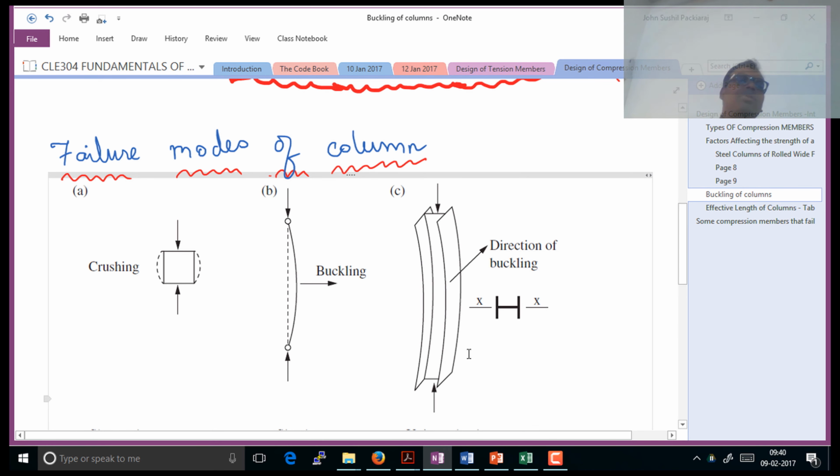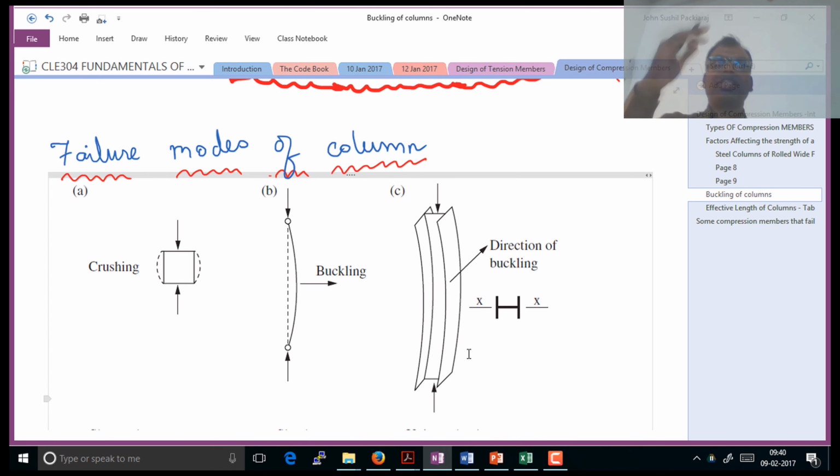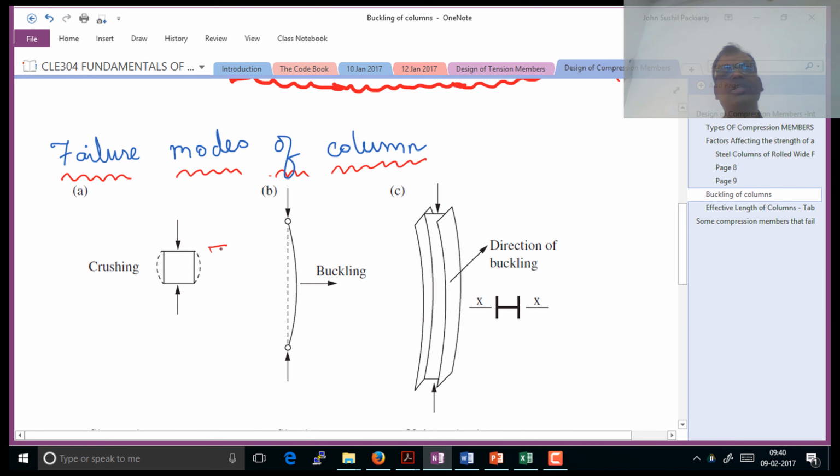Now, these are the failure modes of a column. There are basically two failure modes. One, due to crushing or compression, it fails because the force is so high that steel yields, or it just is not able to take that load. So that is crushing failure. It happens when the size of the column is very short.